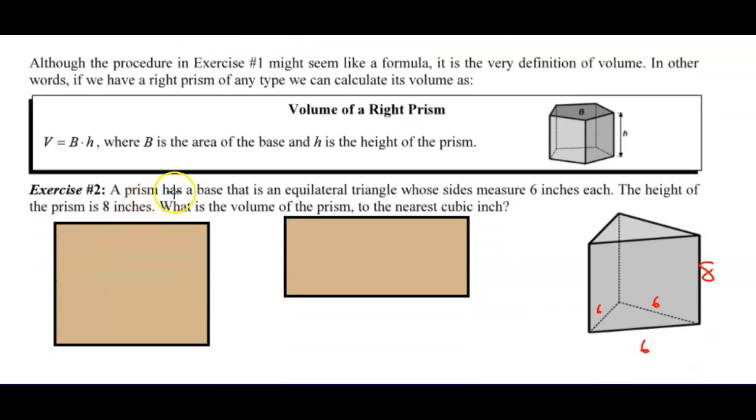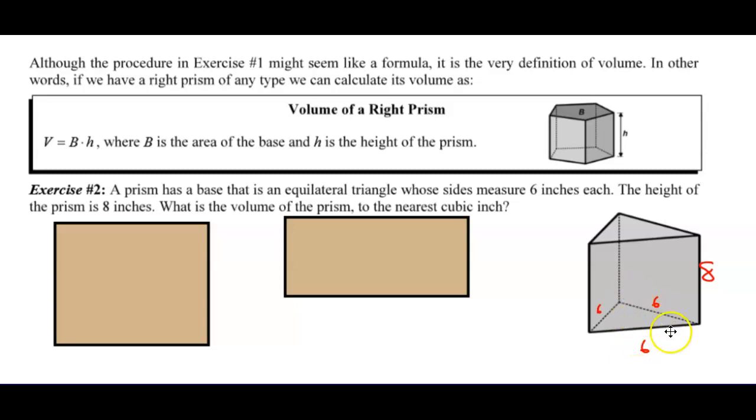So if we have a prism with an equilateral triangle, 6 by 6 by 6, the height of the prism is 8. What's the volume of the prism to the nearest cubic inch? All right, so let's think through how we might go about this. When I look at that triangle on the bottom, I need the area of that triangle, and it's a 60 degree, 60 degree, 60 degree triangle.